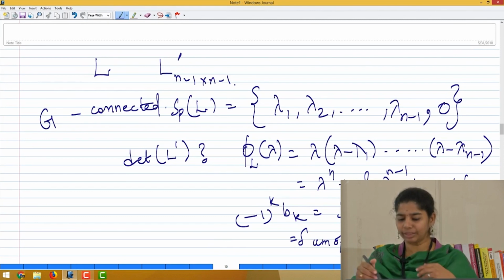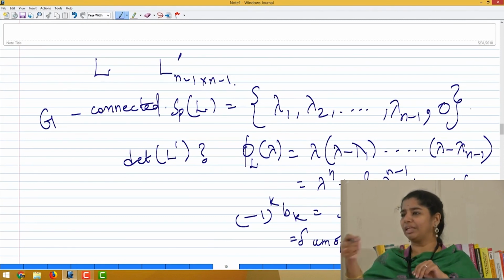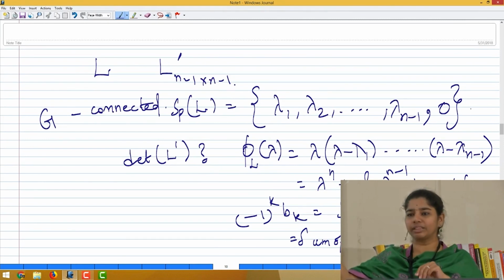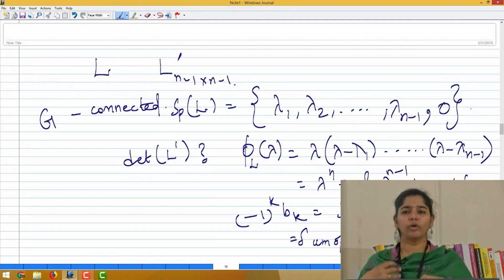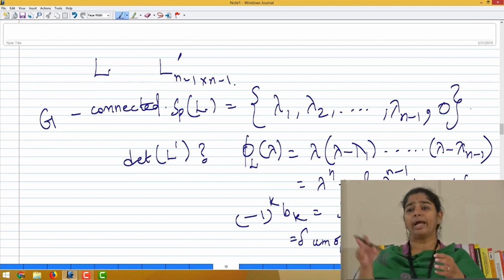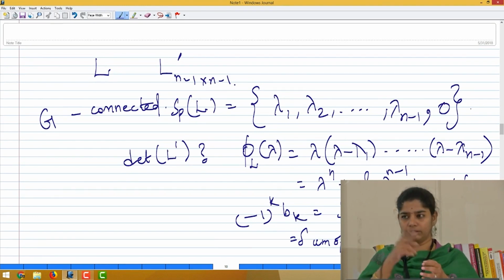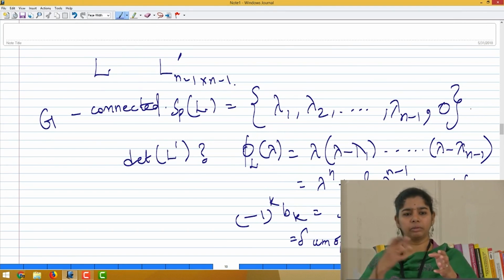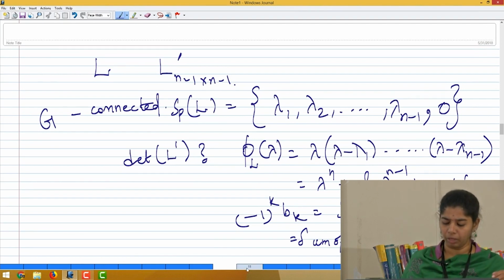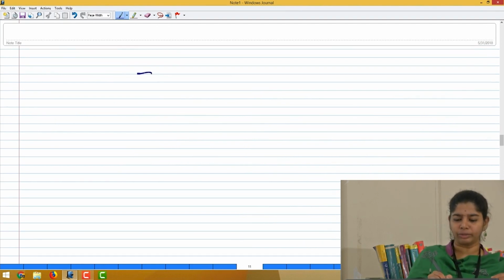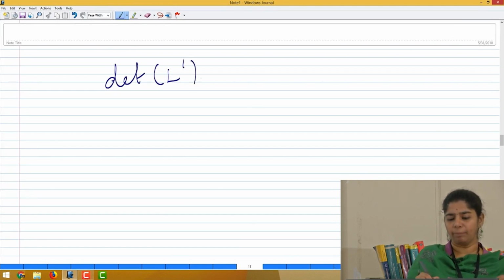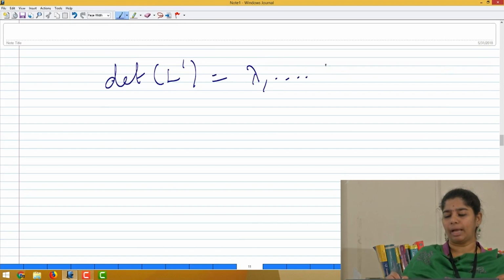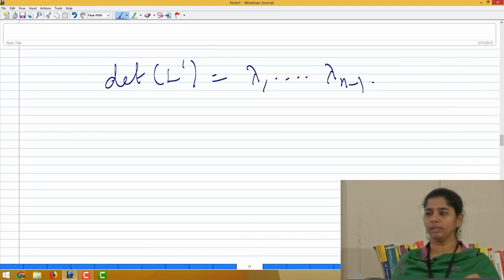N minus 1, because there is one 0 sitting here. So, if you leave whichever you want to leave, the 0 will be included into that. So, in your principal minor, actually you will be taking into account all the n combinations of this product, lambda 1, lambda 2 up to lambda n minus 1. You could look into all possible combinations. So, your matrix tree theorem also reduces to the fact that determinant of this L prime is nothing but lambda 1 to lambda n minus 1.